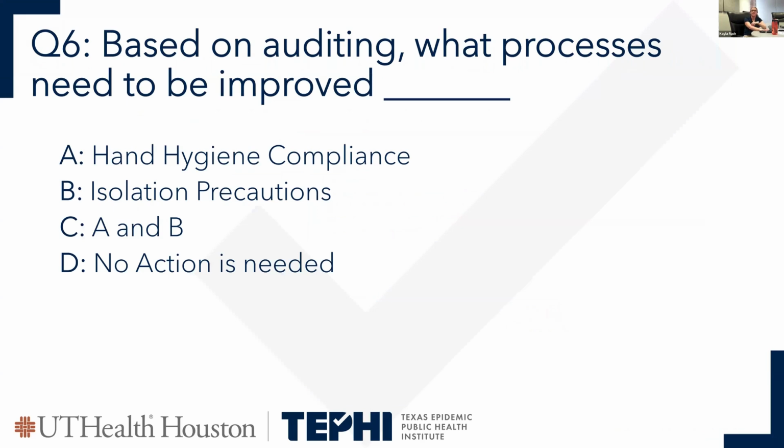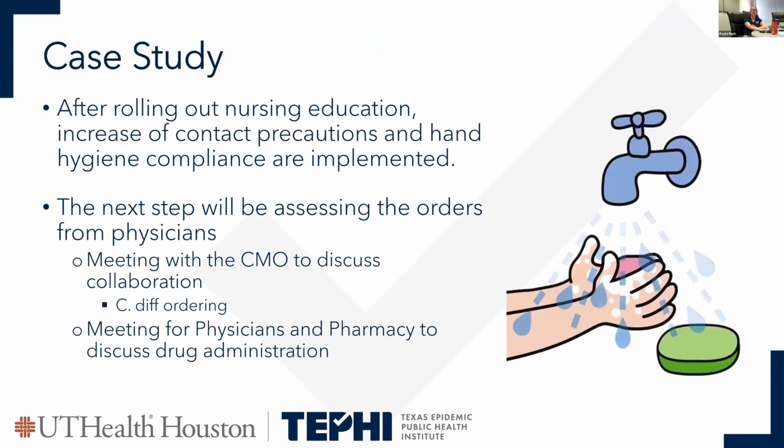So based on that information that we just saw when we were auditing it, what areas need to be improved? Is it hand hygiene, isolation? Is it C, A, and B, since we had non-compliance with both of those items? Or is it D, no actions needed, and we're doing great, there's been no issues when you were auditing? What's the correct answer? Great, yep, it's C, A, and B.